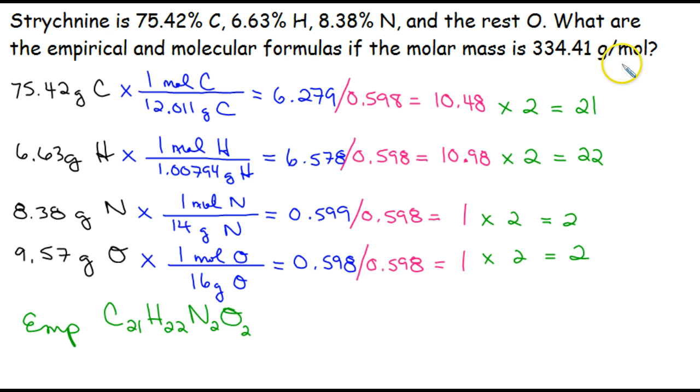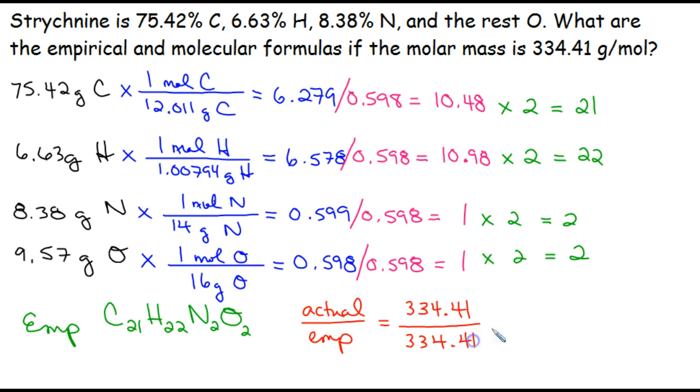Now they also asked for the molecular formula, and they said that the molar mass of the actual compound is 334.41 grams per mole. Now to get the molecular formula, we're going to have to do the actual divided by the empirical. And surprise, surprise, it is actually the same, so the molecular formula for strychnine is the same as the empirical formula, C21H22N2O2.